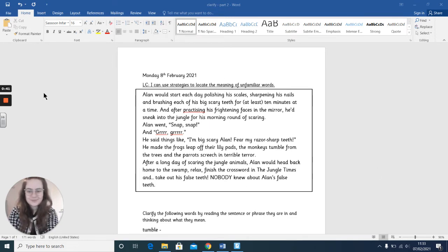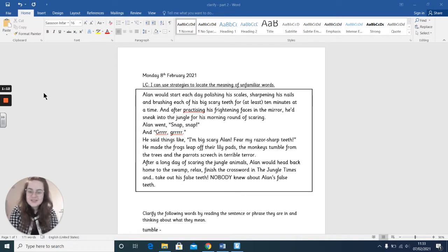Alan would start each day polishing his scales, sharpening his nails, and brushing each of his big, scary teeth for at least 10 minutes at a time. And after practicing his frightening faces in the mirror, he'd sneak into the jungle for his morning round of scaring. Alan went snap, snap, and grr, grr. He said things like, "I'm big scary Alan, fear my razor-sharp teeth."